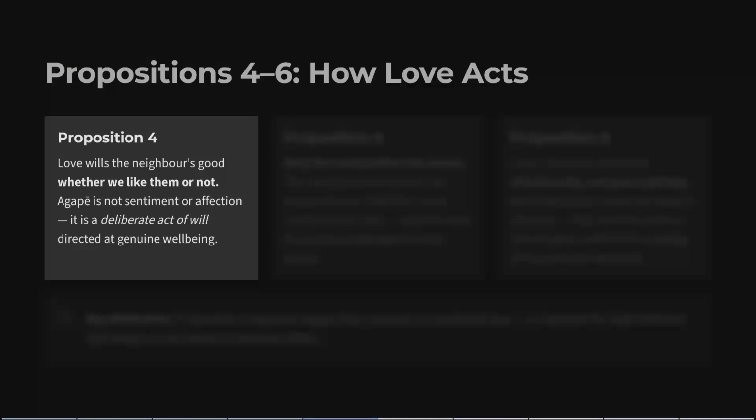Now, for OCR and AQA students particularly, this proposition is vital because it directly addresses what kind of ethical theory situation ethics actually is. Fletcher is not proposing a theory based on emotion. He is proposing a theory based on willed commitment to the good of persons.